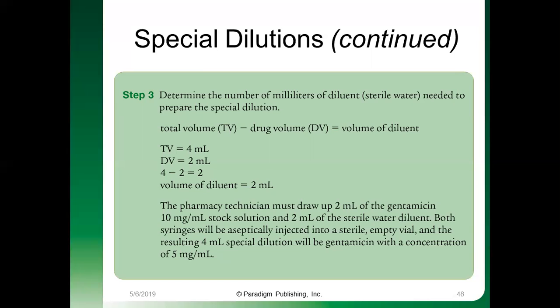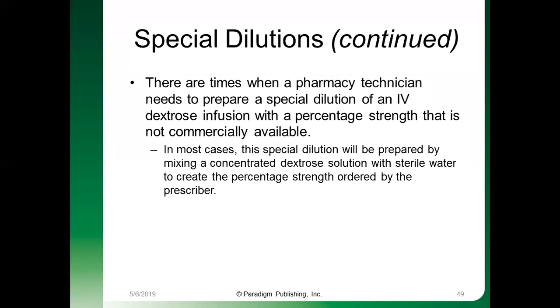So the pharmacy technician must draw up 2 mLs of the gentamicin 10 milligrams per mL that we have in stock and add 2 mLs of sterile water to it. Both syringes will be aseptically injected into a sterile empty vial, and the resulting 4 mL special dilution will be gentamicin with a concentration of 5 milligrams per mL.